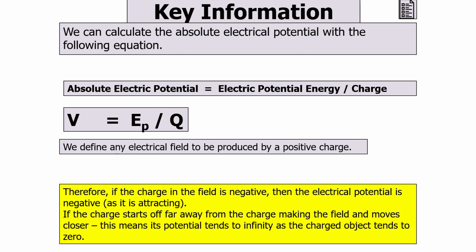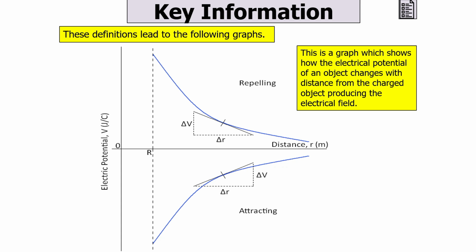Whilst if the charge in the field is negative, then the electrical potential is negative as it is attracting. Now, if the charge starts off far away from the charge making the field and moves closer, this means the potential tends to infinity as the separation tends to zero. So these definitions lead to the following graphs.